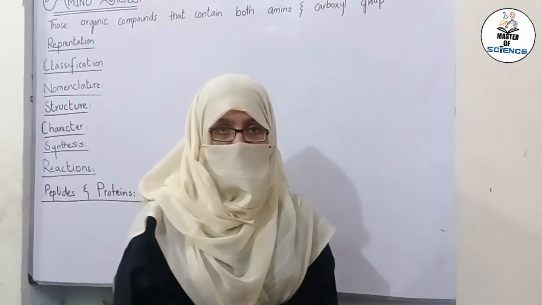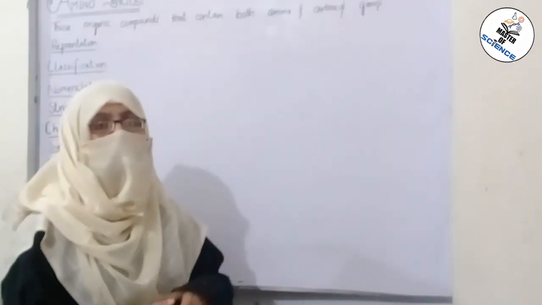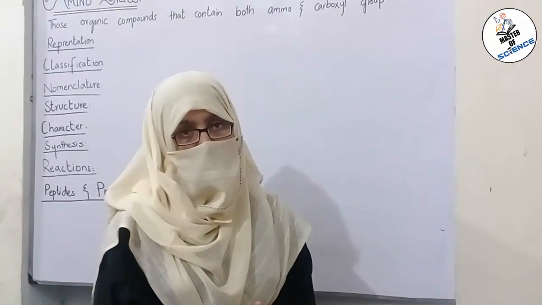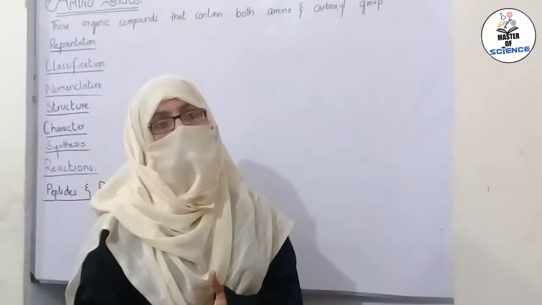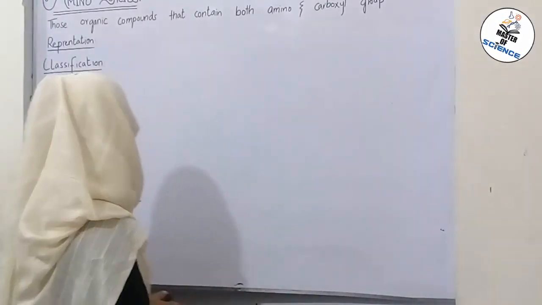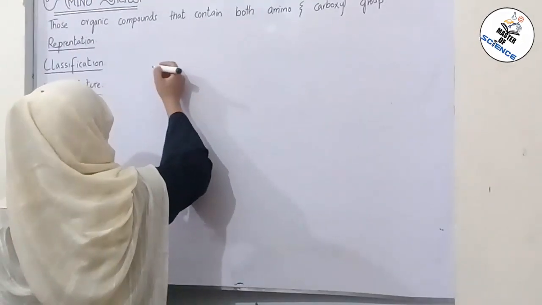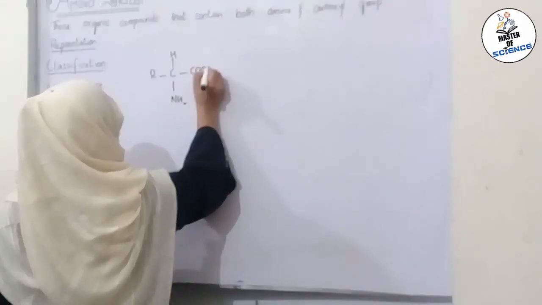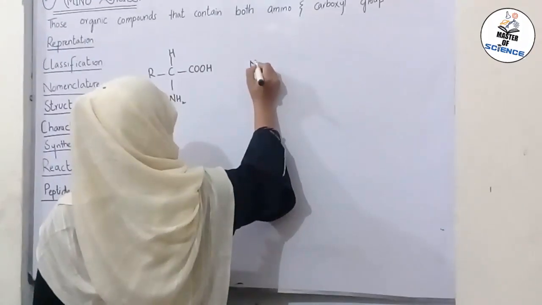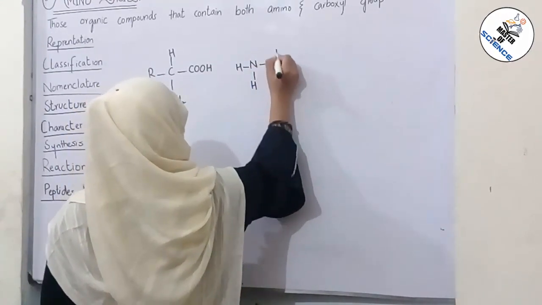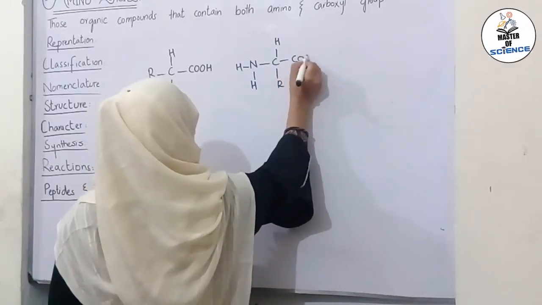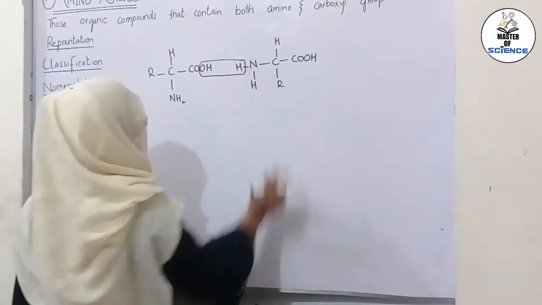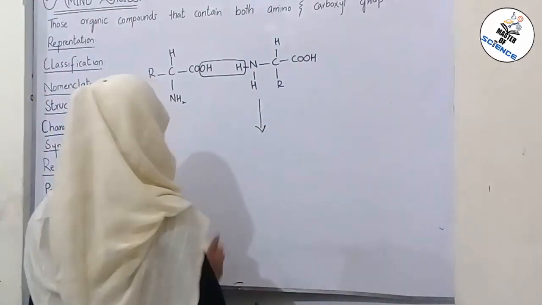What is the difference between proteins and polypeptides? If a combination of amino acids produces a new compound that has molecular mass up to 10,000, then it is called a polypeptide. But if its molecular mass is greater than 10,000, then it will be called a protein. So its reaction is, you can look here, this carboxyl group of the first amino acid and this amino group of this amino acid undergo a reaction. Dehydration will occur, meaning removal of water will occur.